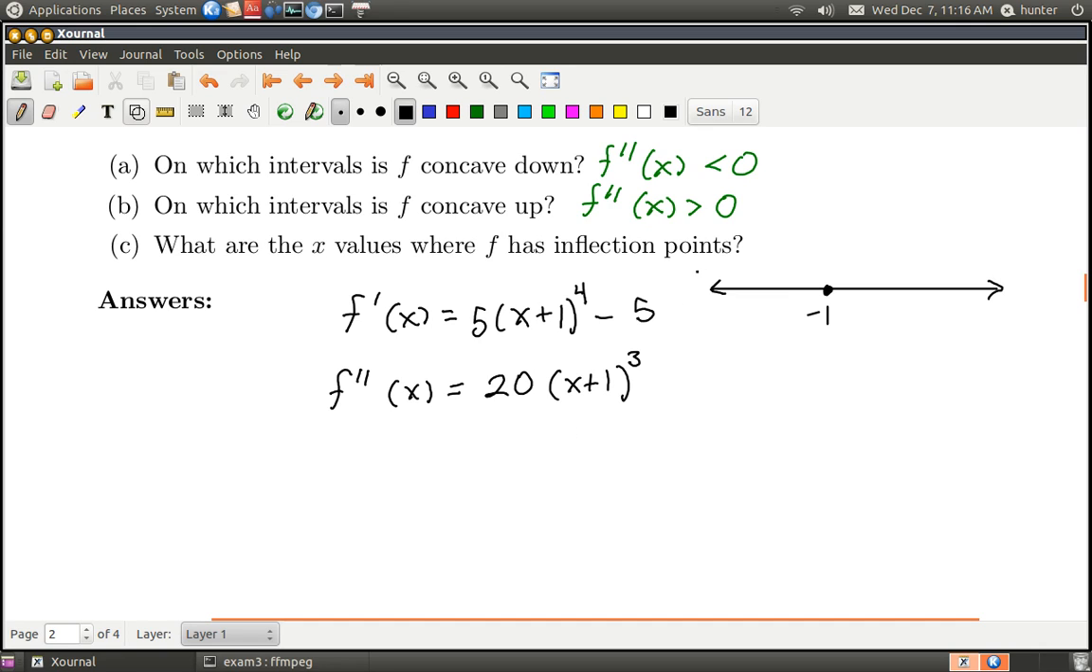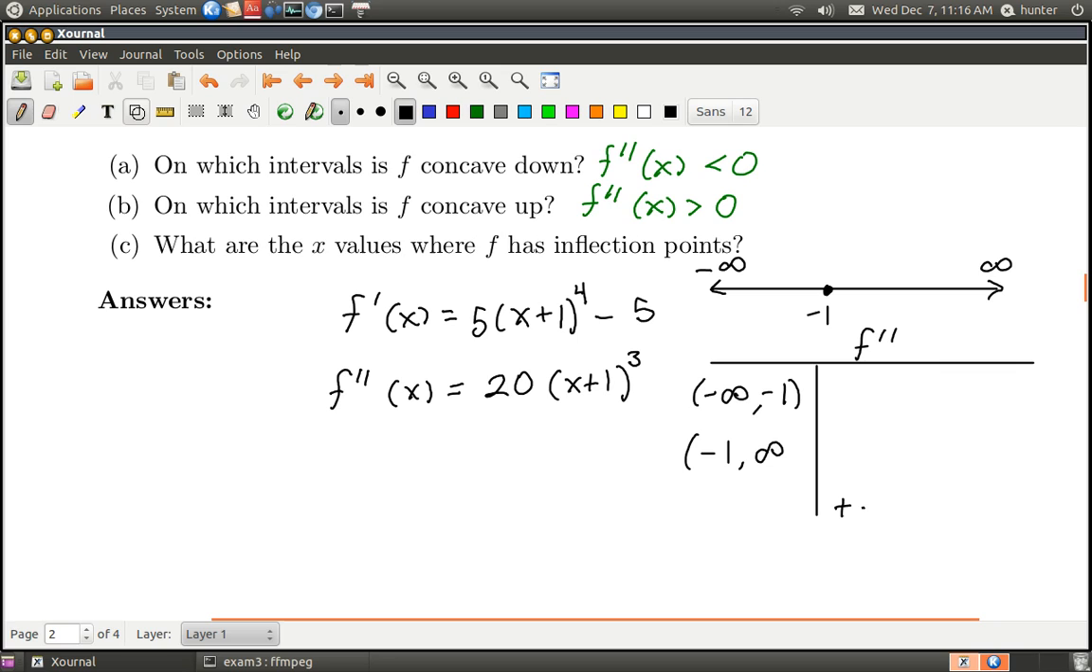And so I'll just go ahead and break up the line into the regions. Now there are only 2 regions. So here's one and here's one. Let me make the chart. I'm going to go from -infinity to -1, and from -1 to infinity. And here I'm going to write f double prime, and just like last time, I'm going to be saying whether this is positive or negative. And I'm going to write f here.